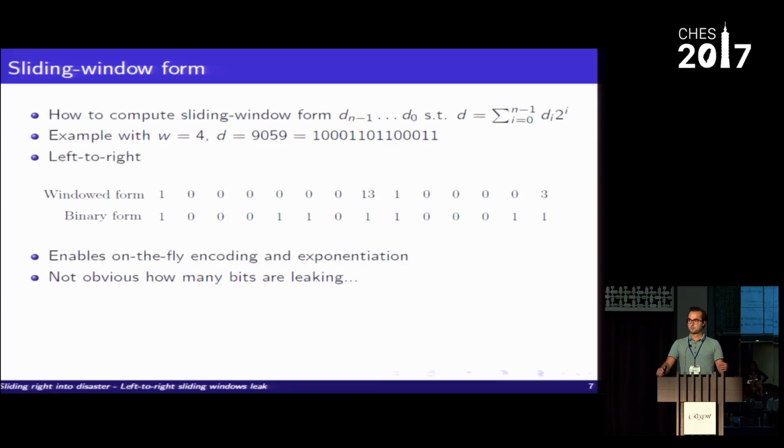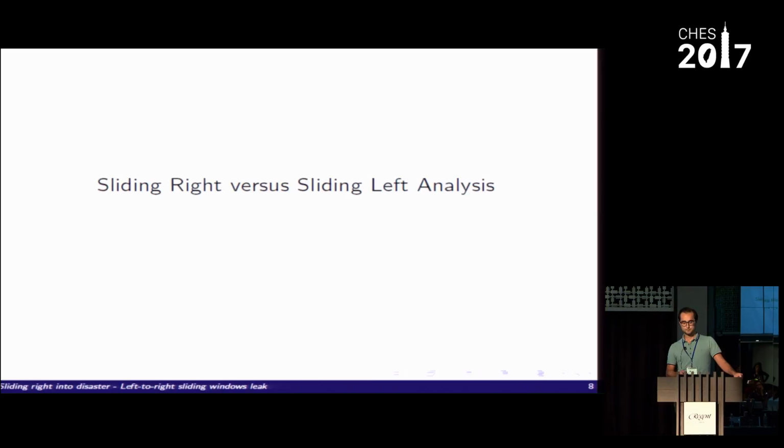As I said in a previous slide, for each non-zero di, you have to do a multiplication, and you can do these both at the same time. But it's not really obvious how many bits are leaking. So I will go over the analysis of sliding right versus sliding left. And I hope to convince you that sliding right leaks a lot more than sliding left.